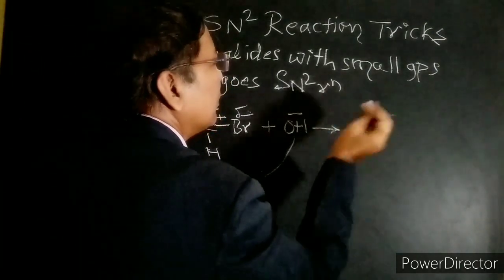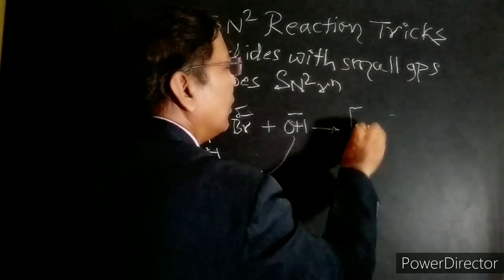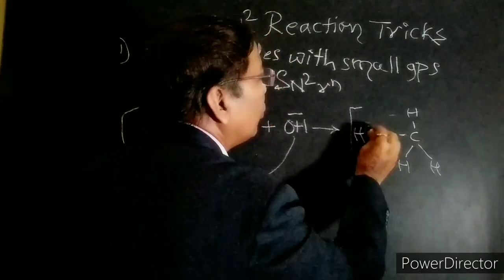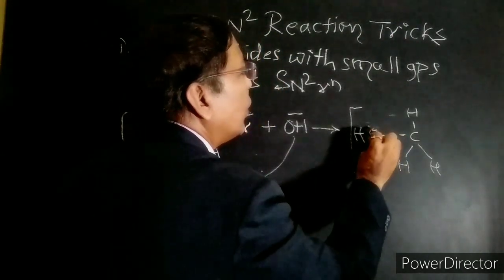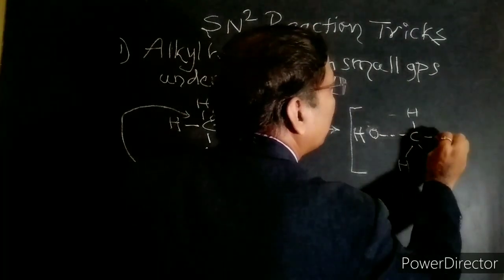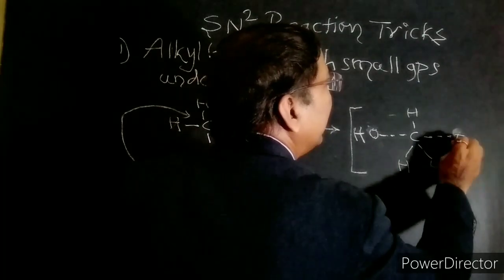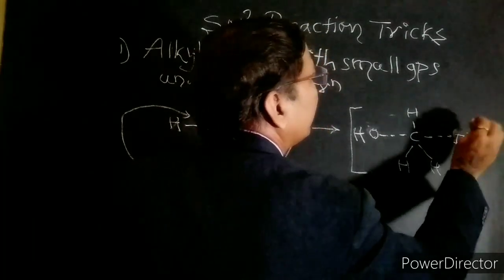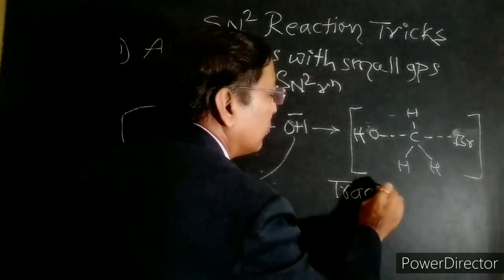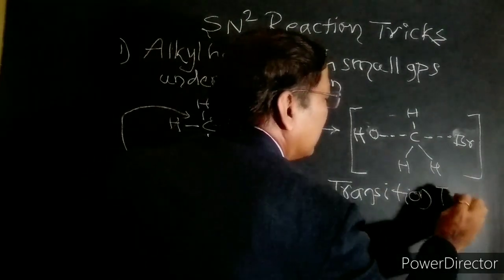So we get a transition state like this. Here the nucleophile OH minus has attacked the carbon atom and tries to form the bond. At the same time, the carbon and halogen bond gets weakened. This is called the transition state.